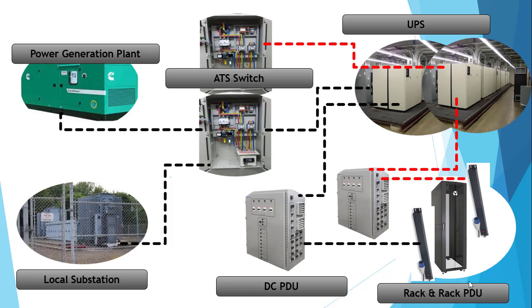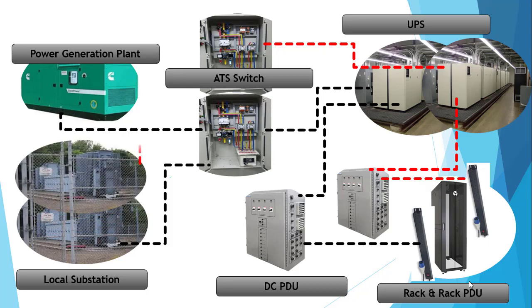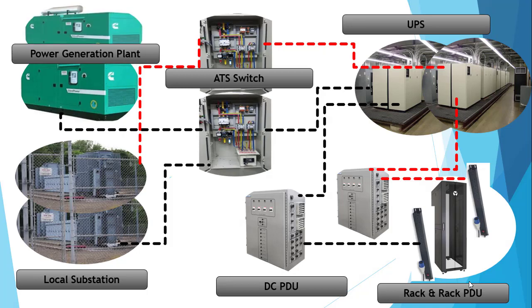Now you have made your ATS, UPS, DC PDU and rack PDU redundant. But can you make your power grid redundant? Yes, you can take the power from two different power grids. And finally, you can add another DG set to make your DC completely redundant.